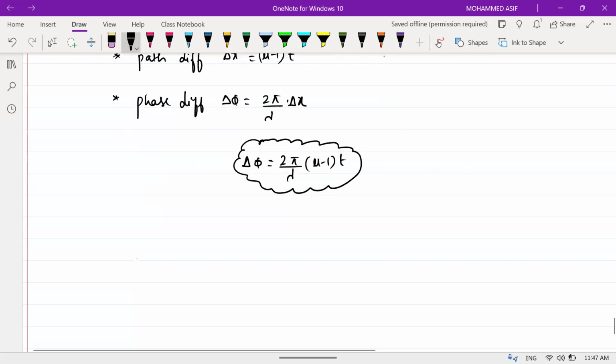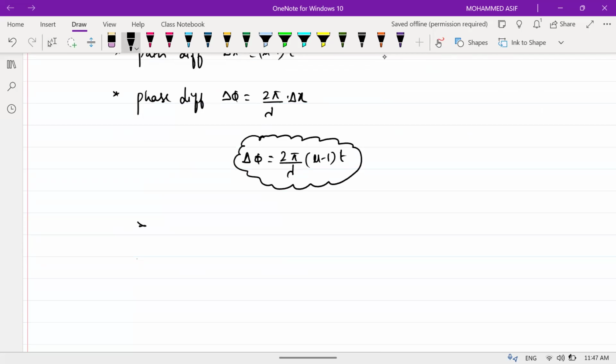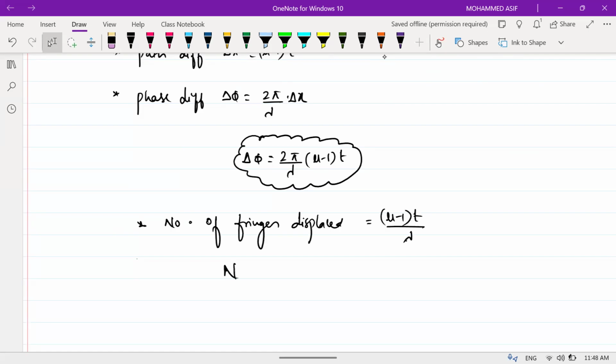Okay, now what will be the number of fringes displaced? So number of fringes displaced, meaning how many fringes it moved up, will be equal to mu minus 1 into t divided by lambda. So number of fringes shifted will be equal to mu minus 1 into thickness t divided by the wavelength of the light used.